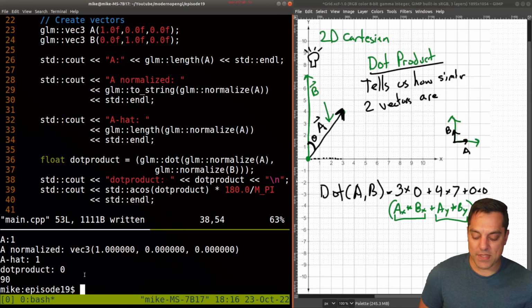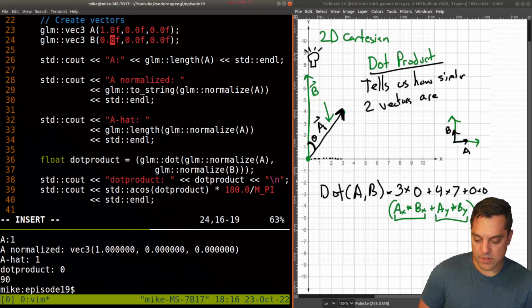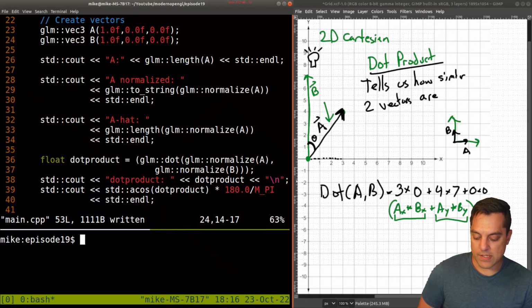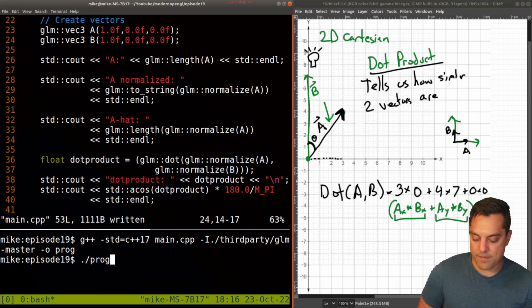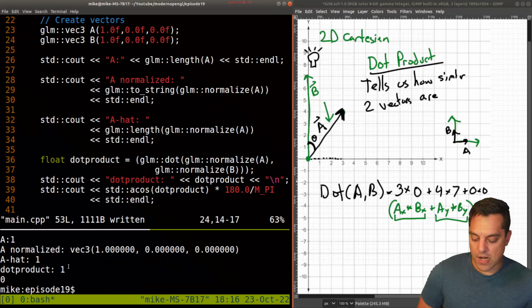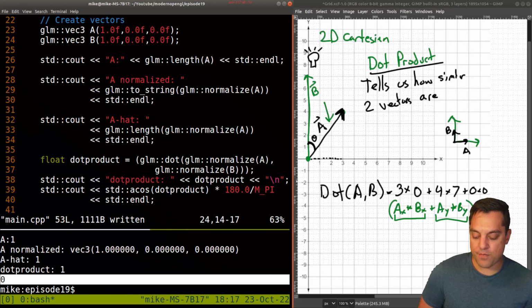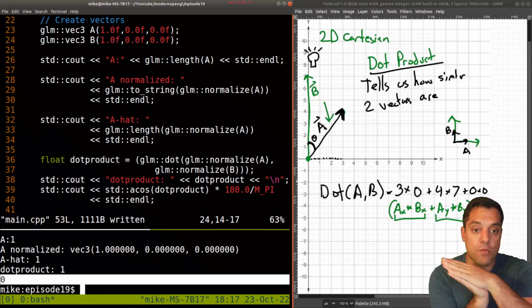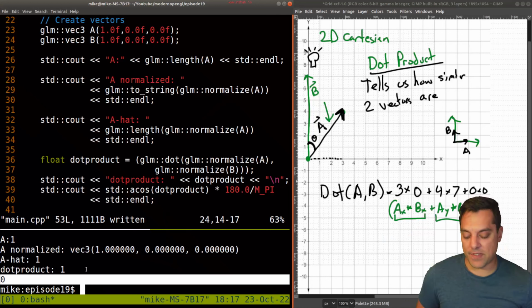So let's go ahead and see what this relationship is if I make these vectors the same here. Okay, in our actual code here, 0 and 1.0. So this time the vectors are the same, and our dot product is 1, okay? The angle between them is 0 because there's no difference, right? They're moving exactly together, okay?